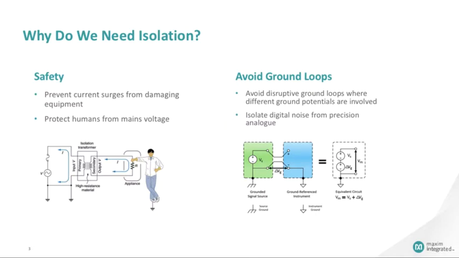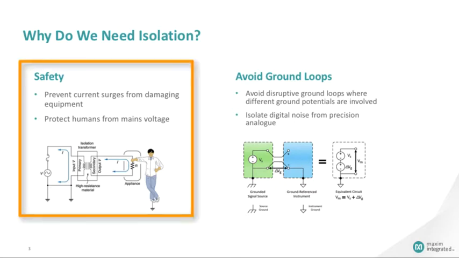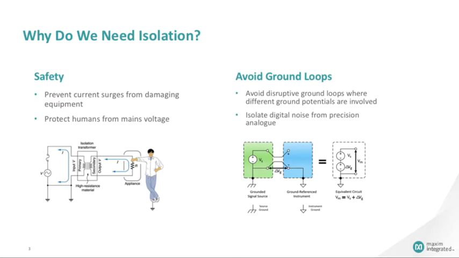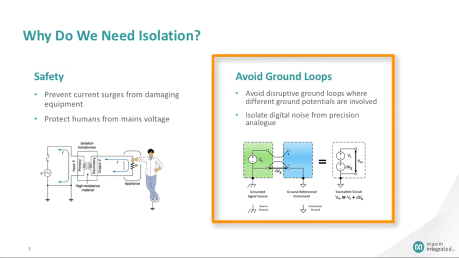Isolation is a means of preventing conduction between two parts of a system, while allowing signal and power transfer between those two parts. Isolation is required in an electrical system for a variety of reasons, which can be simplified into two situations. In high voltage systems, isolation is used to prevent current surges from damaging equipment and to protect humans from the mains voltage. In analog subsystems, isolation is used to break ground loops where different ground potentials are involved.